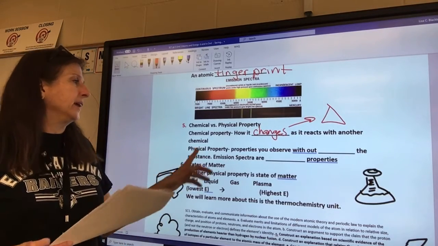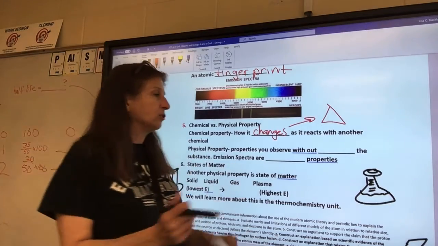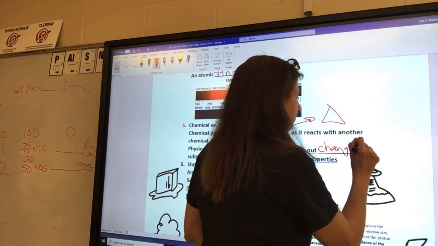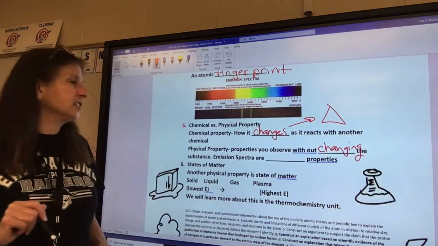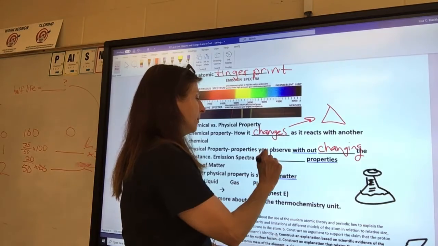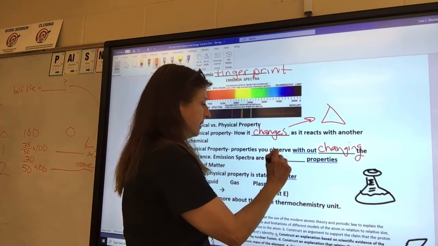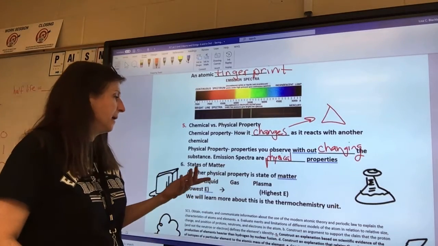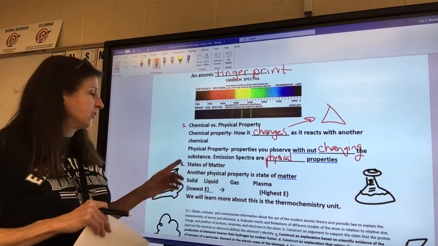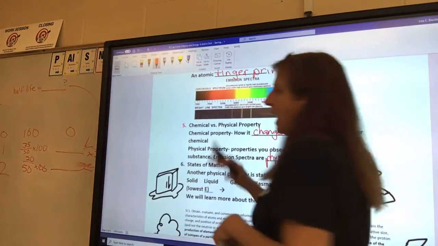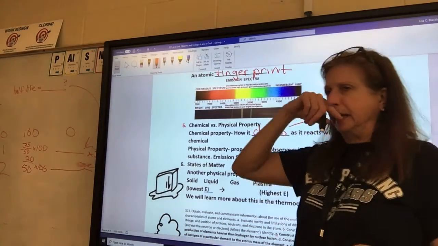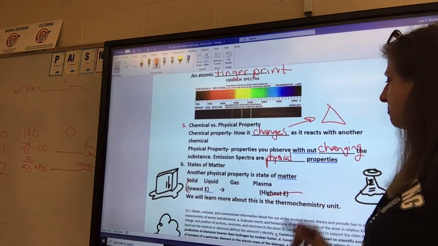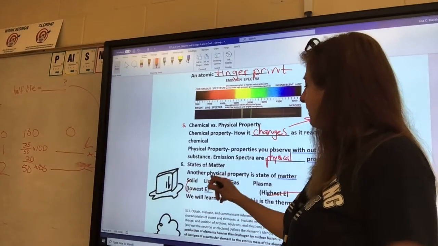A physical property is a property you observe without changing something. Things like color, stuff like that. Emission spectra are physical properties. Another physical property is the state of matter something has: solid, liquid, gas, plasma. This unit is titled atoms and energy, and solids have the lowest energy, and plasma has the highest energy. So it's solid, then liquid, then gas.